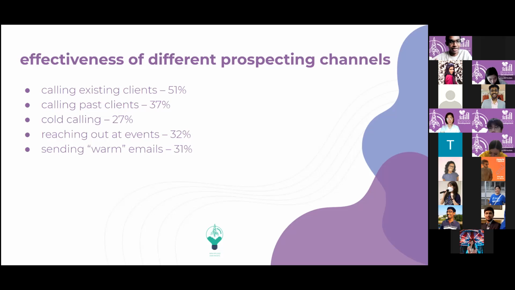There are, of course, a lot of channels and a lot of different prospecting ways. This is some data that I was able to find from a website, which looks at the effectiveness of different channels. Of course, cold calling is among the least effective, but as I told you before, I'm going to let you know why it's still a good way of doing it. As you can see, none of the channels are even reaching 50%. Calling existing clients is 51%, but for all the others, the probability of success is somewhere between 25 to 30%. Some are just 40%.